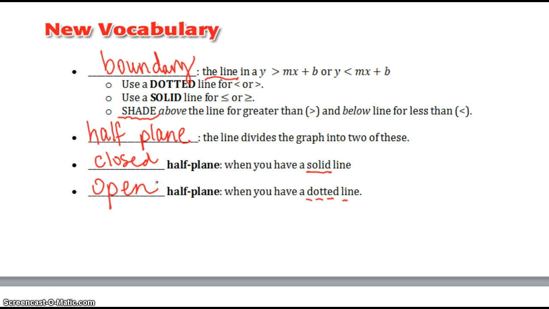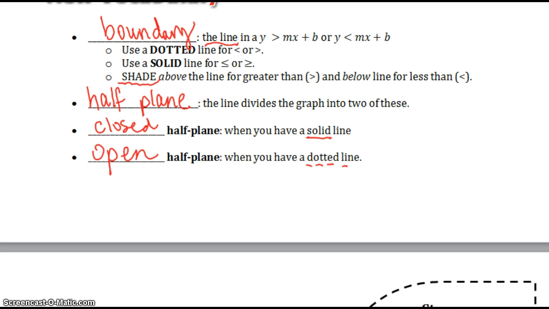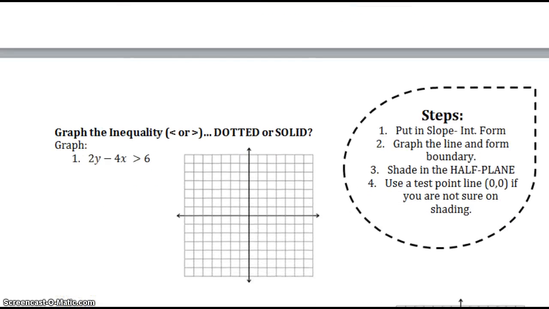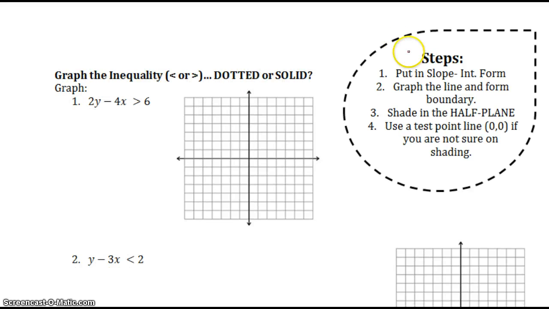So obviously, when something is closed or sealed, it's solid, no air gets in. And if something is open, even if it's not completely sitting wide open, but it's unscrewed, if we're talking about a jar, it's going to still allow air in. So an open half plane is not going to be a solid dot. And here are the steps. These are going to be our steps to solving inequalities with two variables. So let's start with the first example.